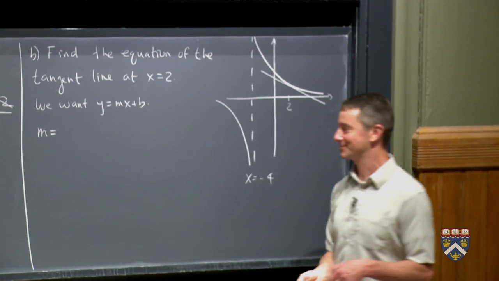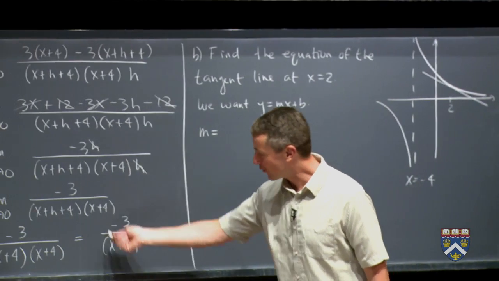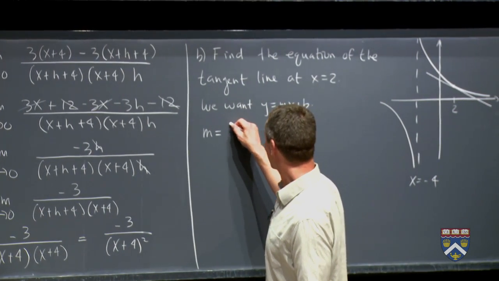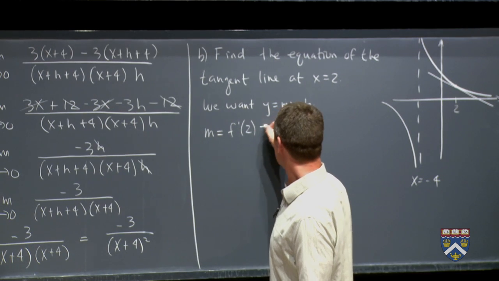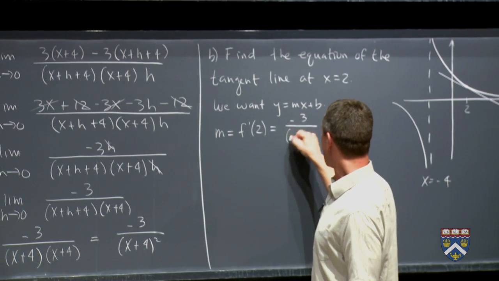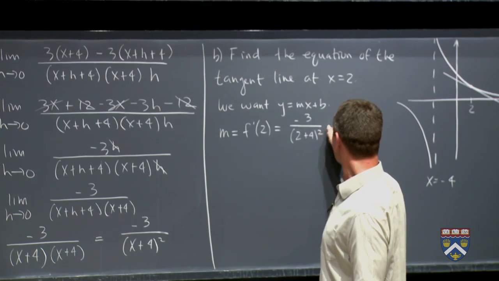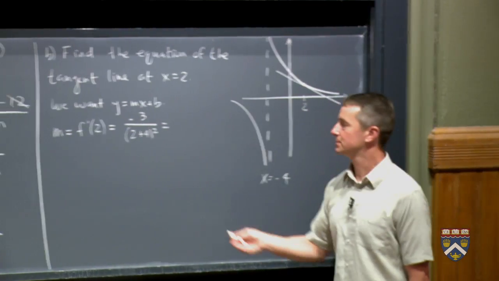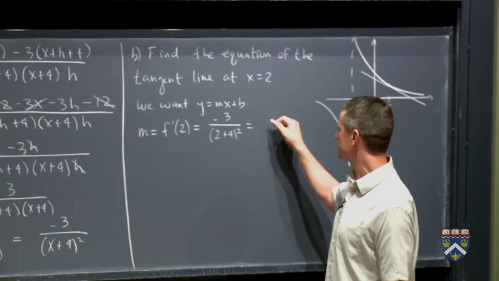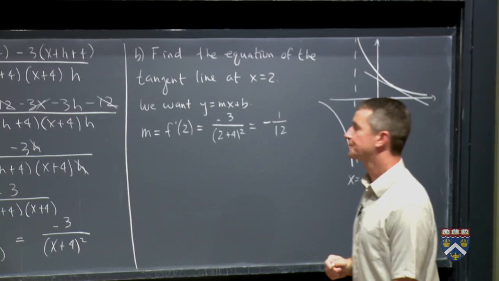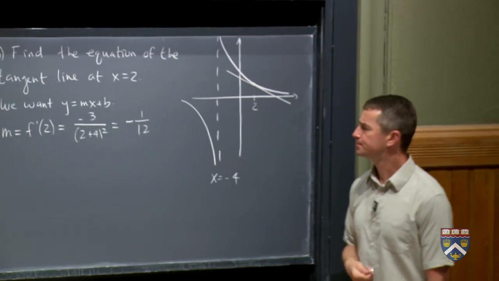But now you know calculus, or at least you know a little bit of calculus. This formula here tells you the slope at any given x value. So m is f prime of 2. If I plug 2 into this, I will get the slope at this particular x value. And when I plug 2 into that, I get negative 3 over 6 squared, which is negative 1/12. So now we found our slope.